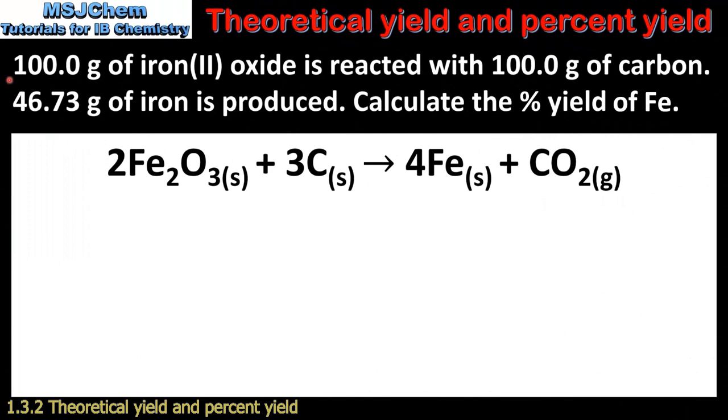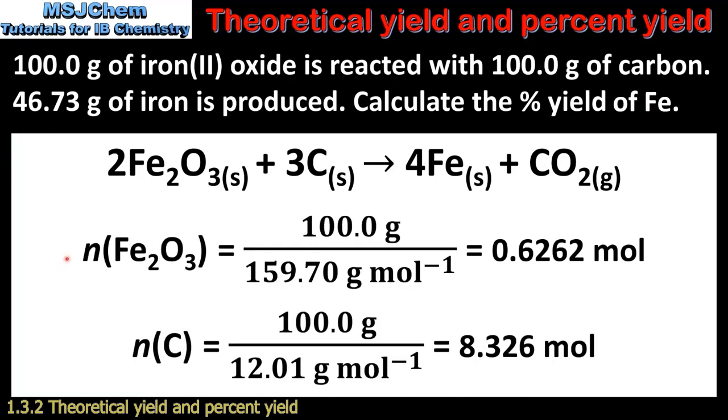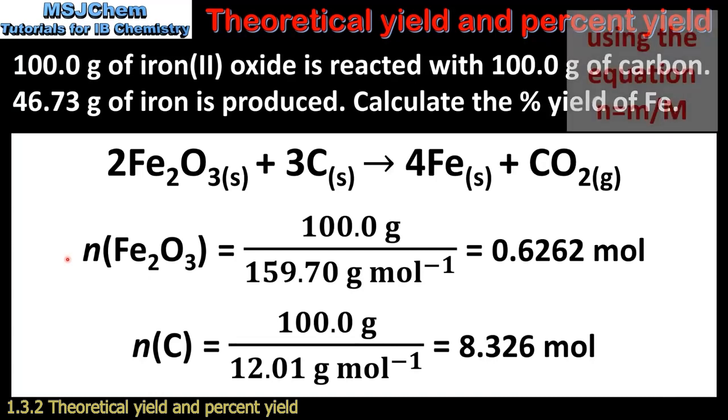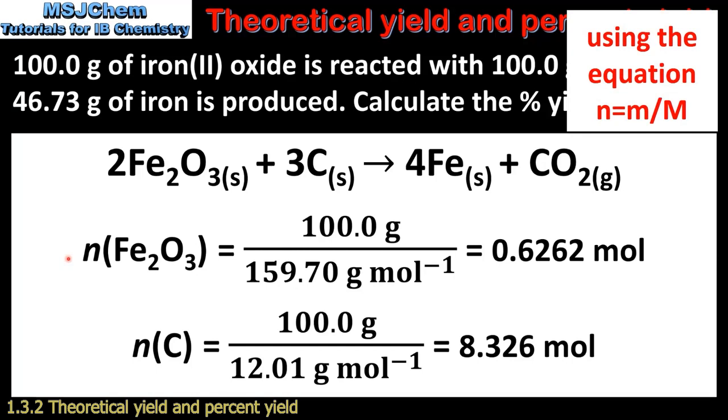In our first example, 100 grams of iron oxide is reacted with 100 grams of carbon. The actual yield of iron produced is 46.73 grams. Calculate the percent yield of iron. The first step is to determine which reactant is the limiting reactant. To do this, we need to convert from mass in grams to amount in moles.